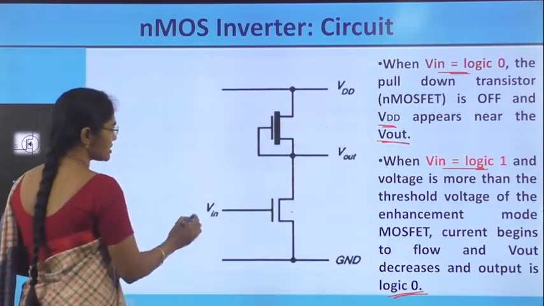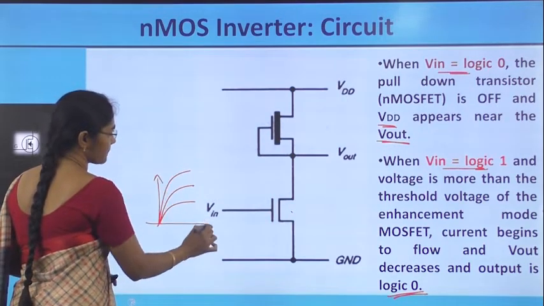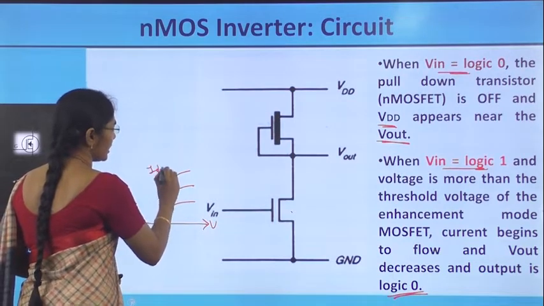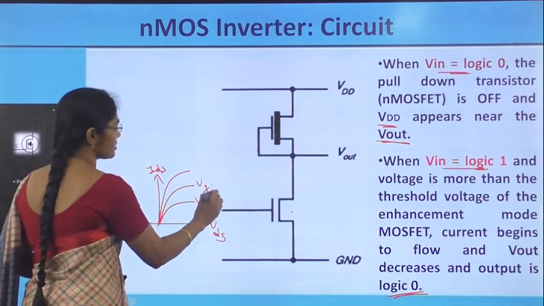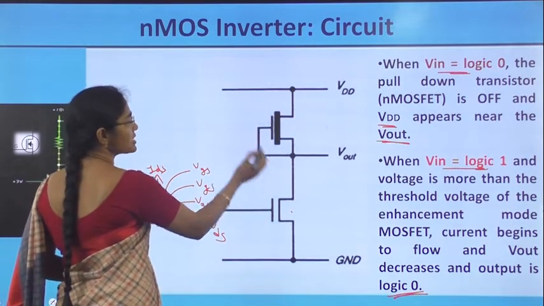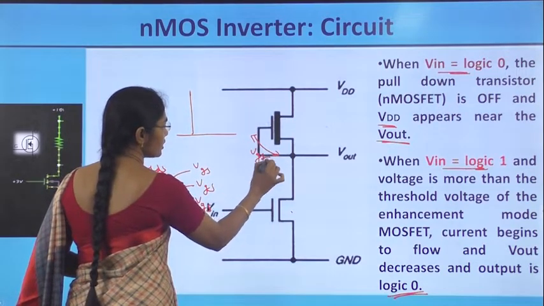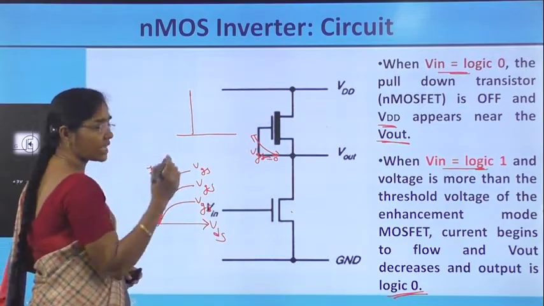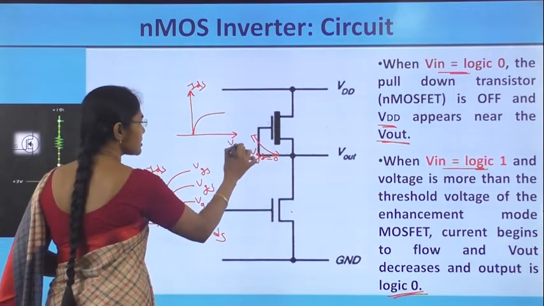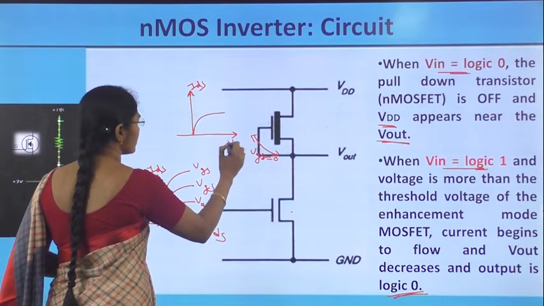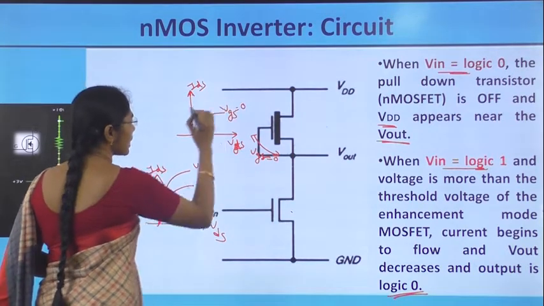Let us see here. The pull down transistor is enhancement, so its characteristics are like this: IDS versus VDS for different values of VGS. Whereas for the nMOS depletion transistor, since VGS is taken as 0 here, it has only one characteristic, that is IDS versus VDS for VGS equal to 0 value.